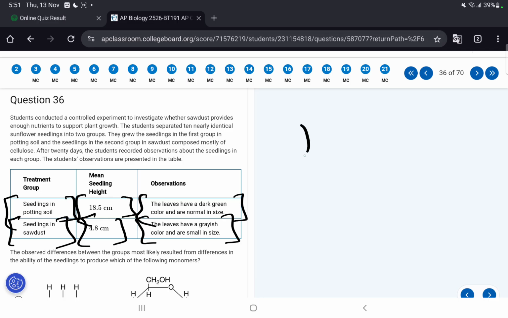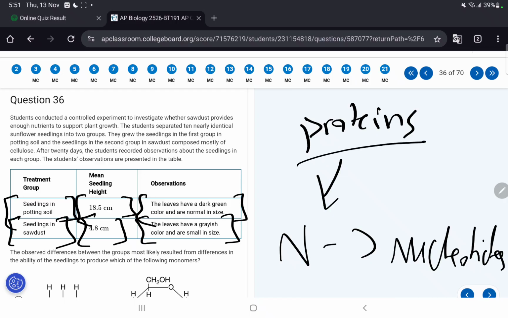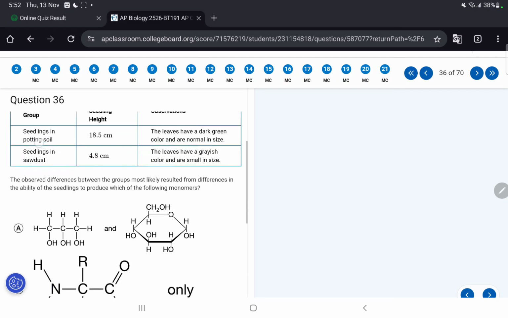And what do we know is responsible for height and growth? Proteins. And what's so special about the composition of proteins? They're composed of nitrogen. What else is composed of nitrogen? Nucleotides as well, DNA, RNA. So if we have a shortage in proteins, that means we have a shortage in nitrogen, which means we also have a shortage in nucleotides. How do we know that there's a shortage in protein? Because look at its height. It's 4.8 centimeters. Here it's 18.5. This is way less than this. Height, like growth, is managed by proteins.